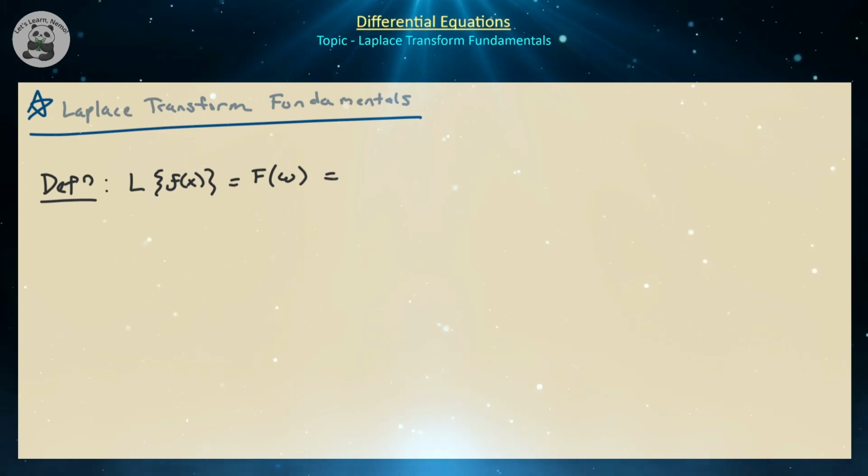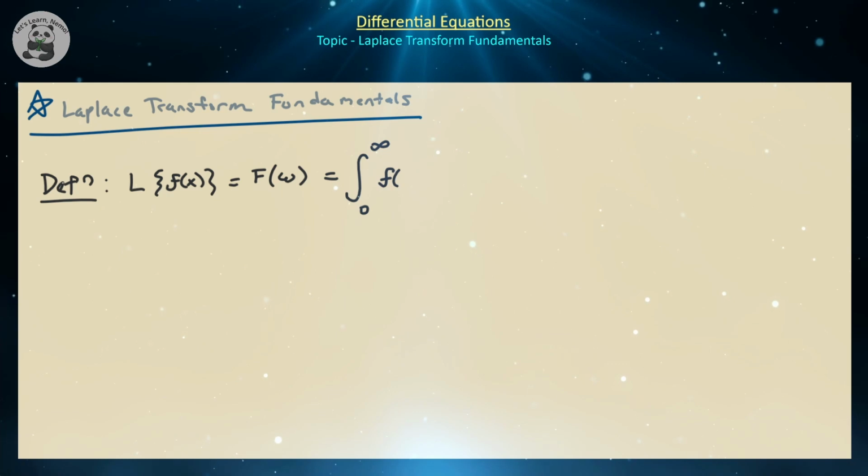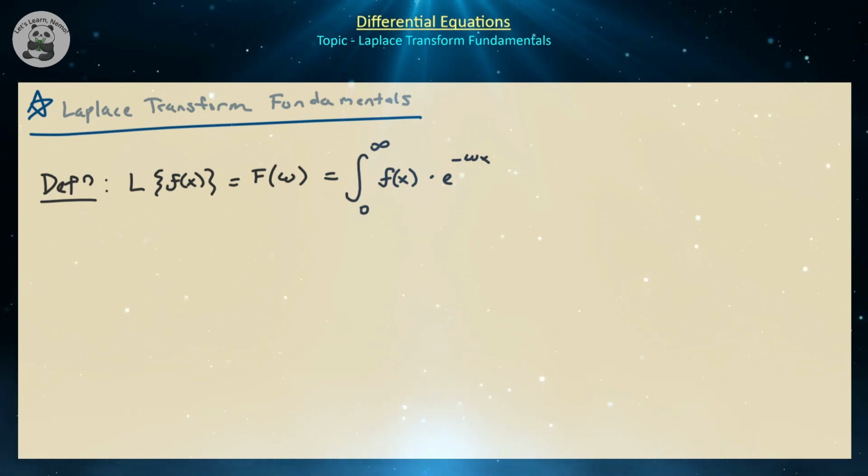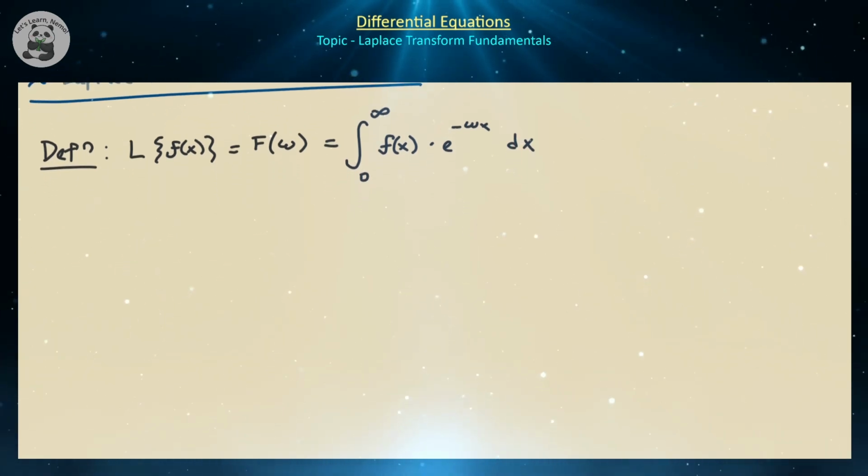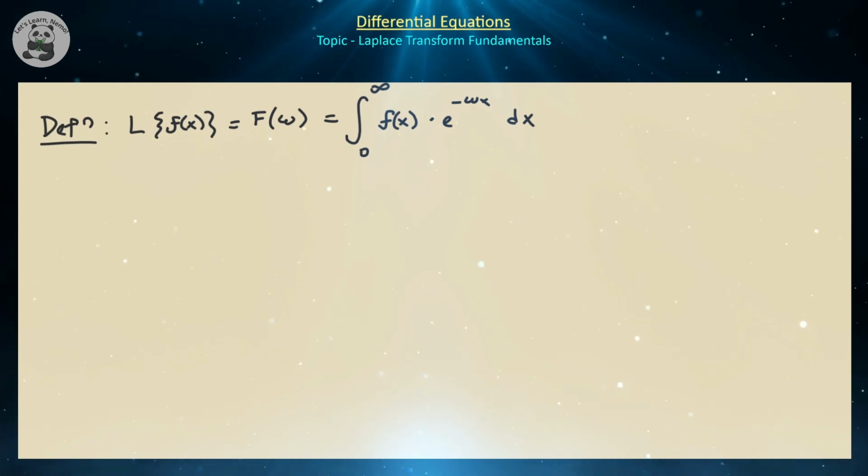And this is defined to be the integral from 0 to infinity of the function of x times e to the minus omega x. And in order for this to be a function of omega, the variable of integration must, of course, be x. Okay, so this is the definition of what a Laplace transform is. So what I'm going to do is just go through a few examples of how to find the Laplace transform, and we're also going to look at some going-backwards examples at the very end.